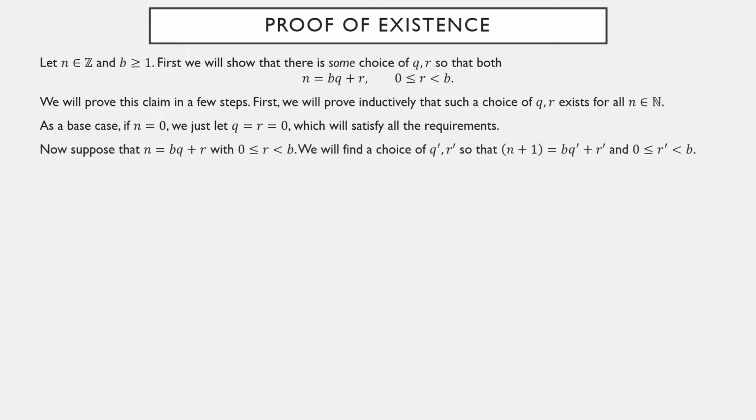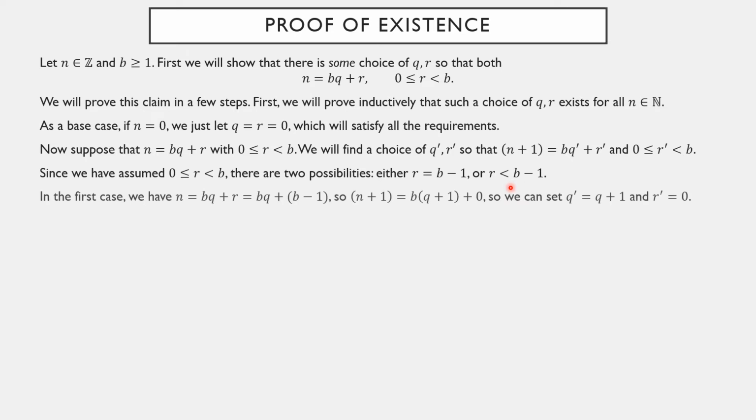Well, now let's assume that there was a solution for n. It was possible to write n as bq plus r, where r is in between 0 and b. We want to find some pair of integers, possibly different ones, so that n plus 1 is b times q prime plus r prime, where r prime is in between 0 and b. Well, we assumed that r was in between 0 and b. We assumed that up here. So there's two possibilities. Since it's less than b, either it's exactly b minus 1 or it was even smaller than that.